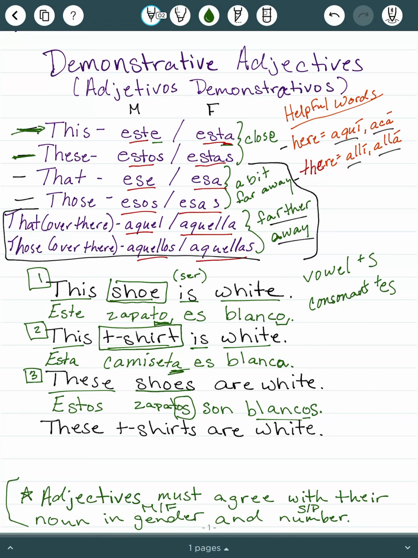All right, so then this fourth sentence, these t-shirts are white. So one t-shirt was una camiseta. T-shirts plural, add an s there. Now we're looking at the word for these again. It's feminine, so it's going to be estas. Estas camisetas are, again, son. And then again, our basic word for white, blanco. Camisetas is feminine. Change that to an A. It's also plural. Add an S. And we're done.